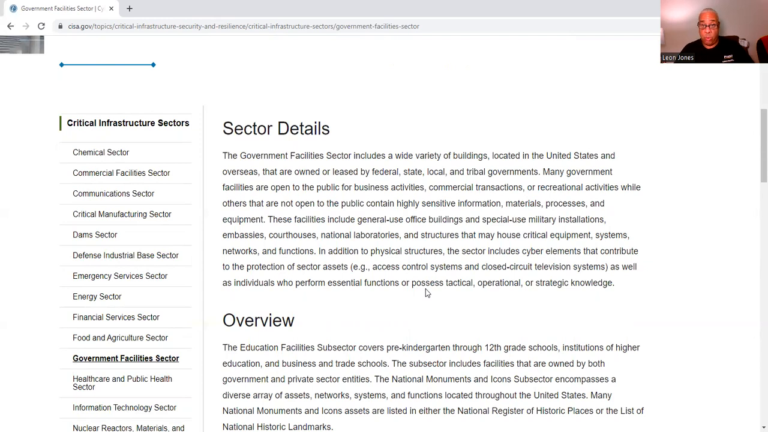In addition to physical structures, this sector includes cyber elements that contribute to the protection of sector assets. Example, access control systems and closed circuit television systems, as well as individuals who perform the functions or process tactical, operational, and strategic knowledge.